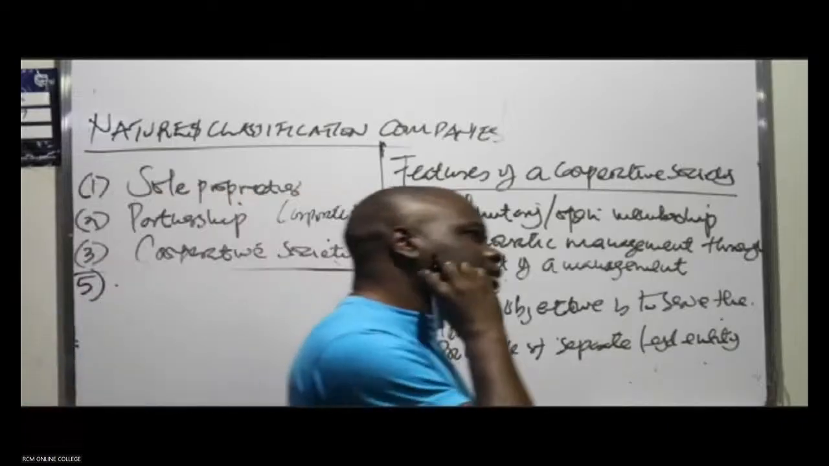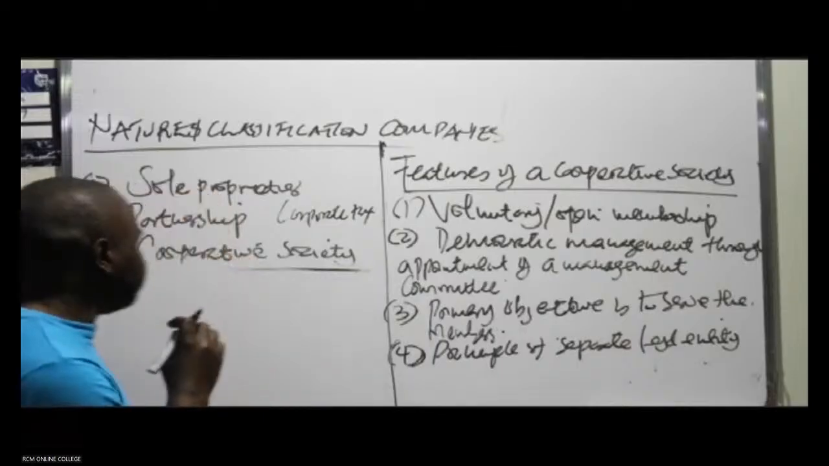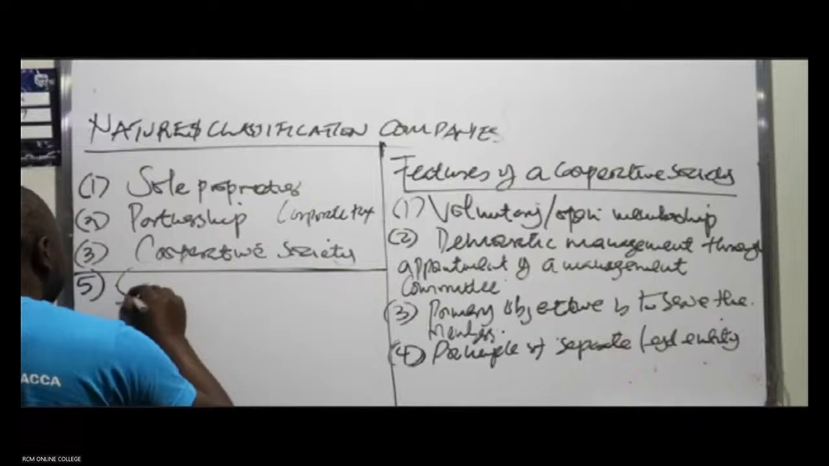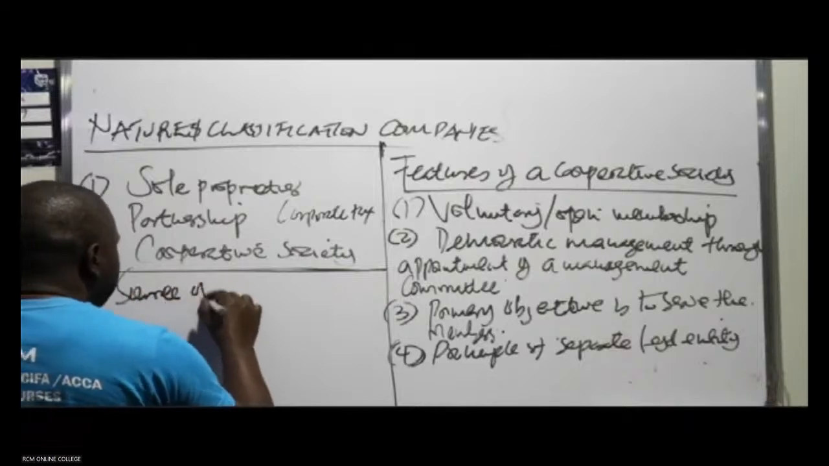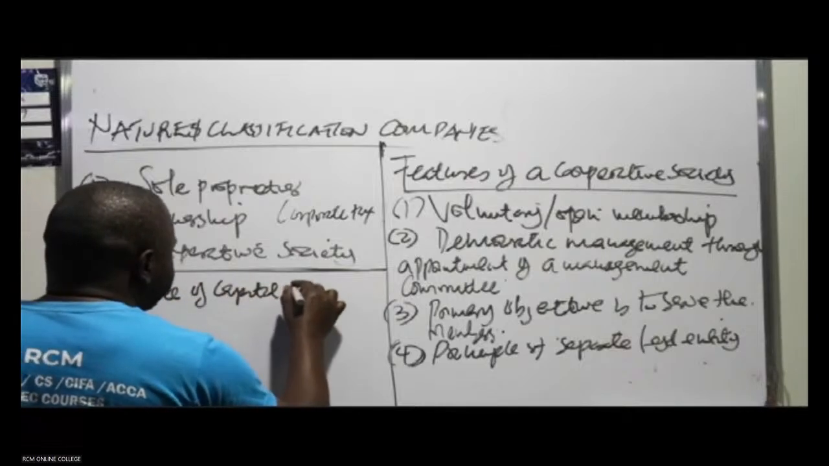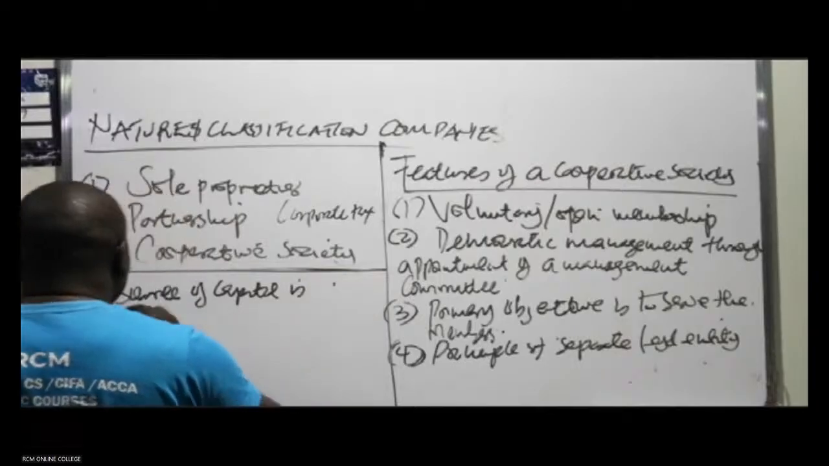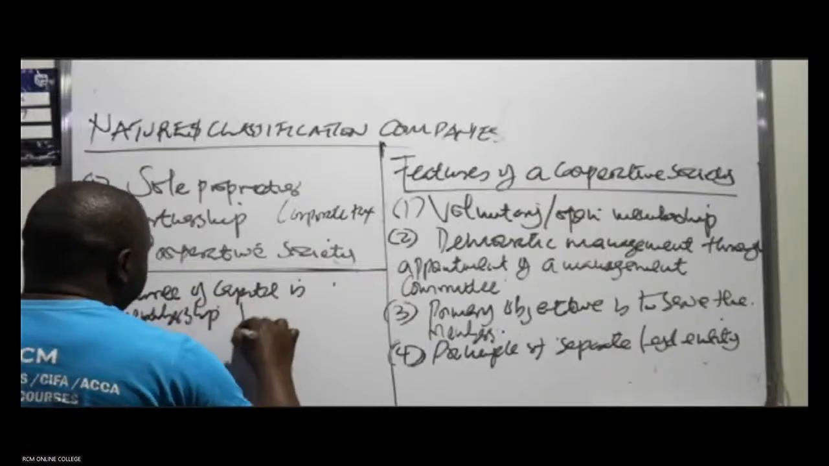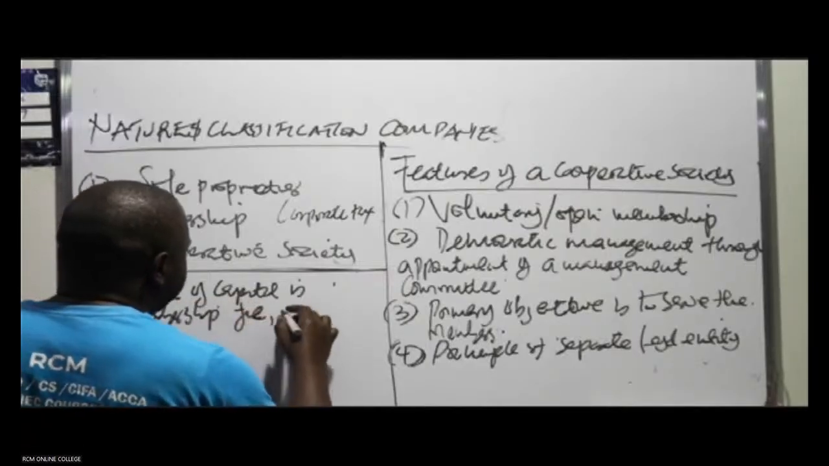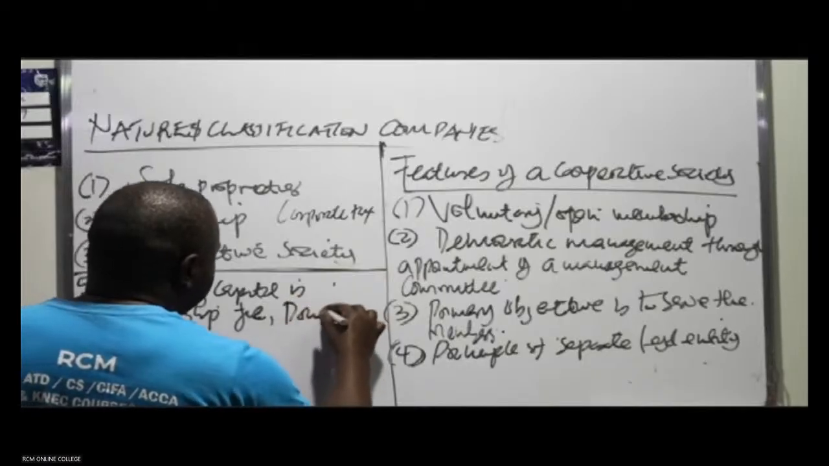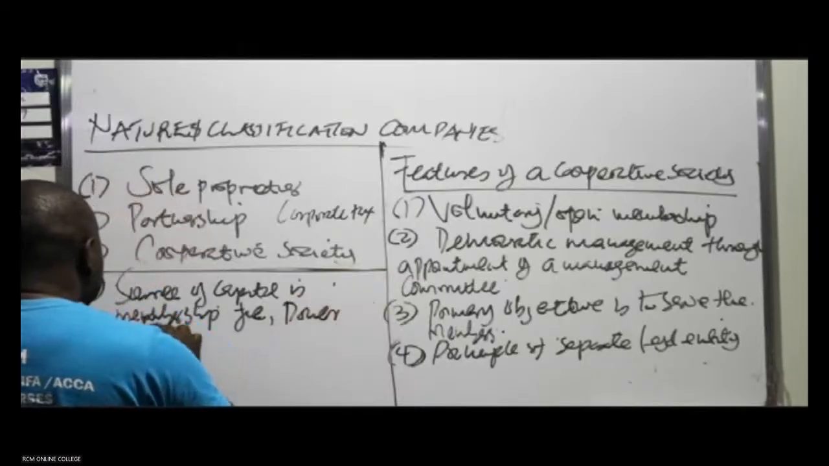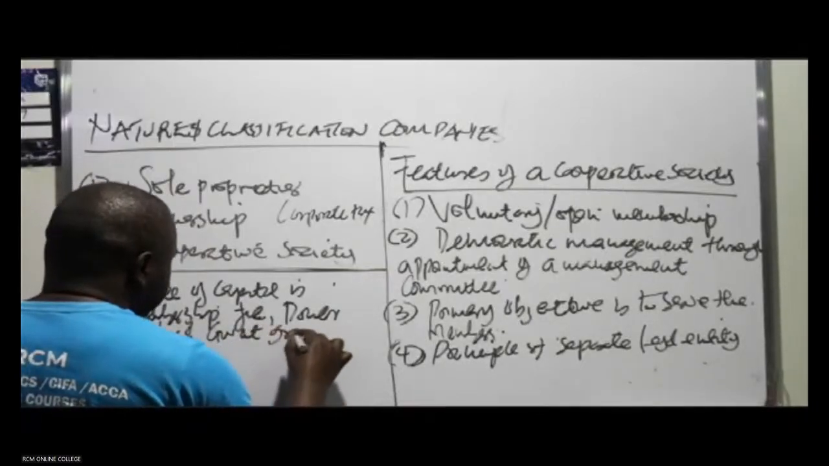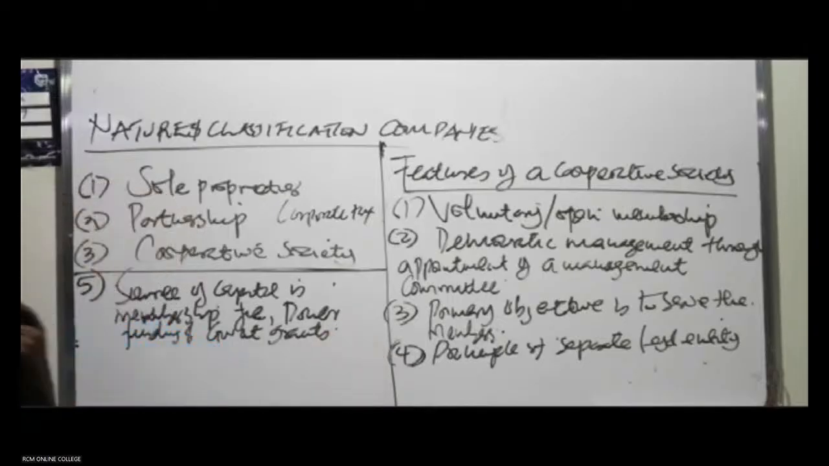So in this case, you're saying that the source of capital is homogeneous. Source of capital we can say is membership fee. And sometimes we can get donor funding and government grants.